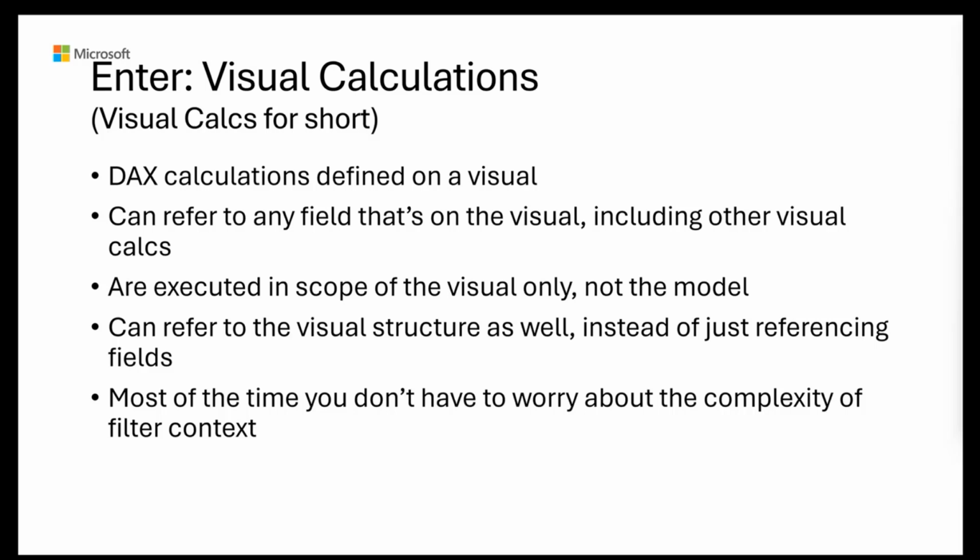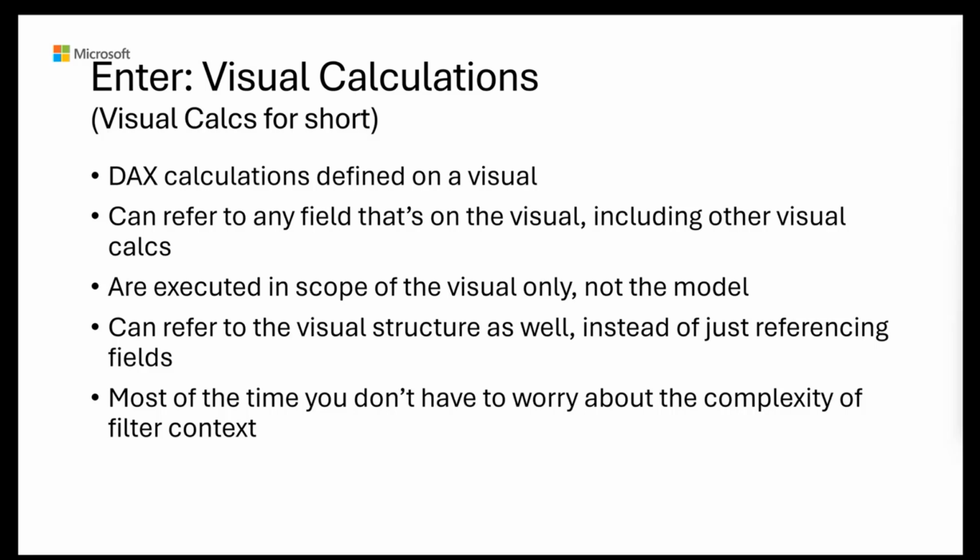And then they have new tricks because these measures that we talked about before, they're not on the visual. So you have no clue where they're going to be used. A card, a line chart, a map, they have no idea when you write them. These visual calcs are inside of a visual, so they can be visual aware. They know what's happening inside of that visual. And then lawyers require me to say most of the time you don't have to worry about the complexity of filter context. I would say you don't have to worry about the complexity of filter context, but most of the time, just for legal reasons, we put that word right there.